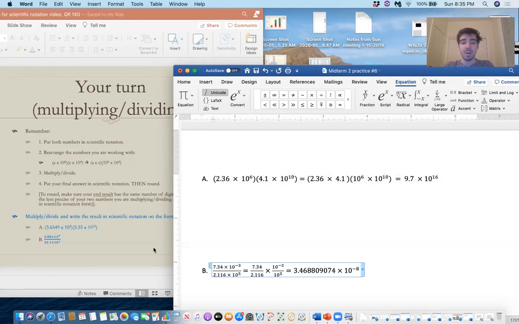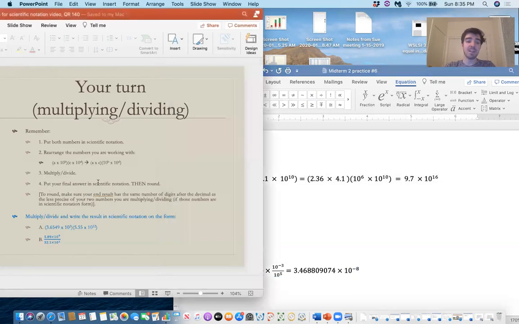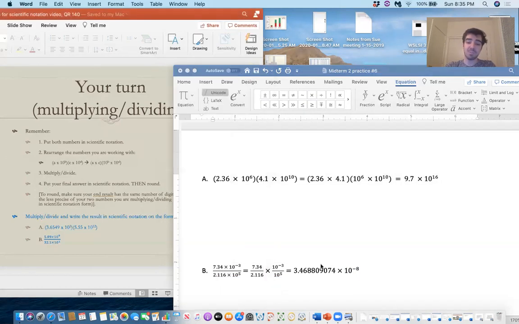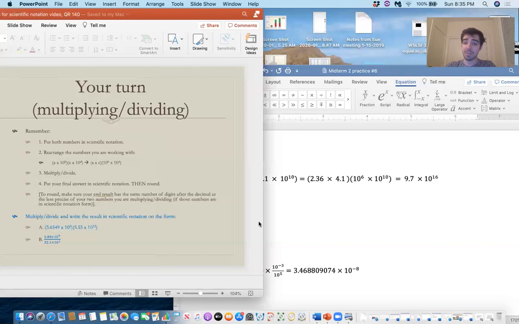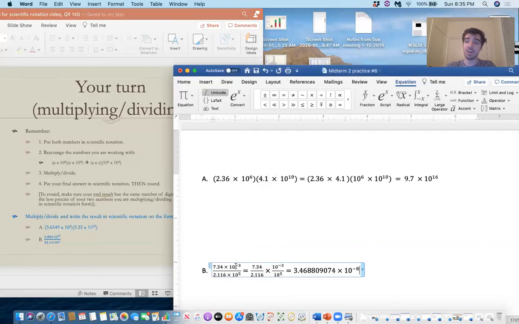Okay. Last two steps, put your final answer in scientific notation. Fortunately, it already is. Right? This is between 1 and 10. This is a power of 10. Then round. I need to go back to the first instance where the numbers we were multiplying or dividing were in scientific notation. That's back here at the beginning.